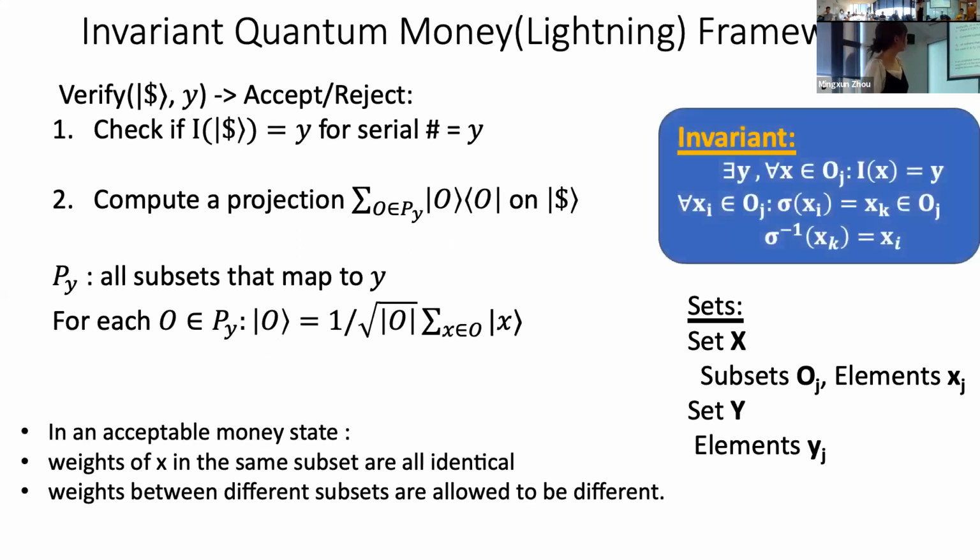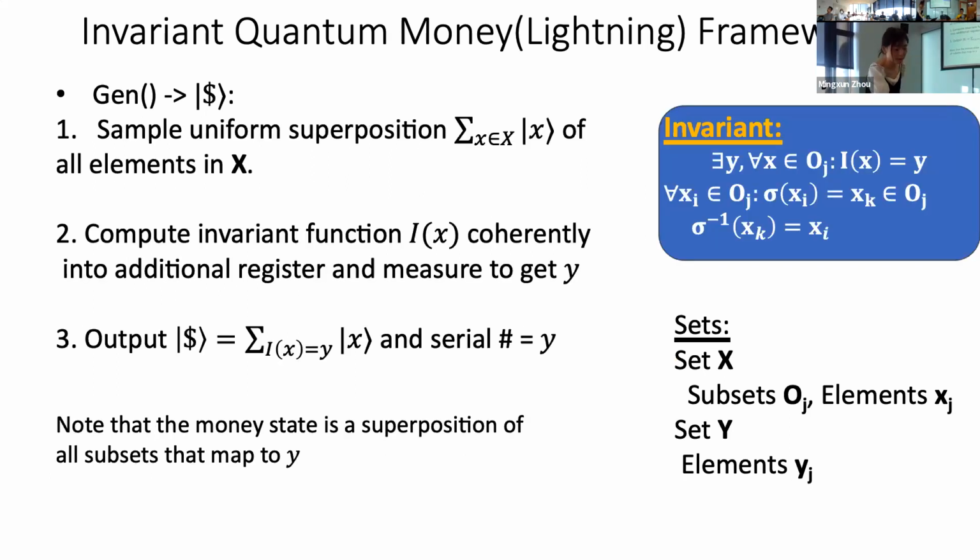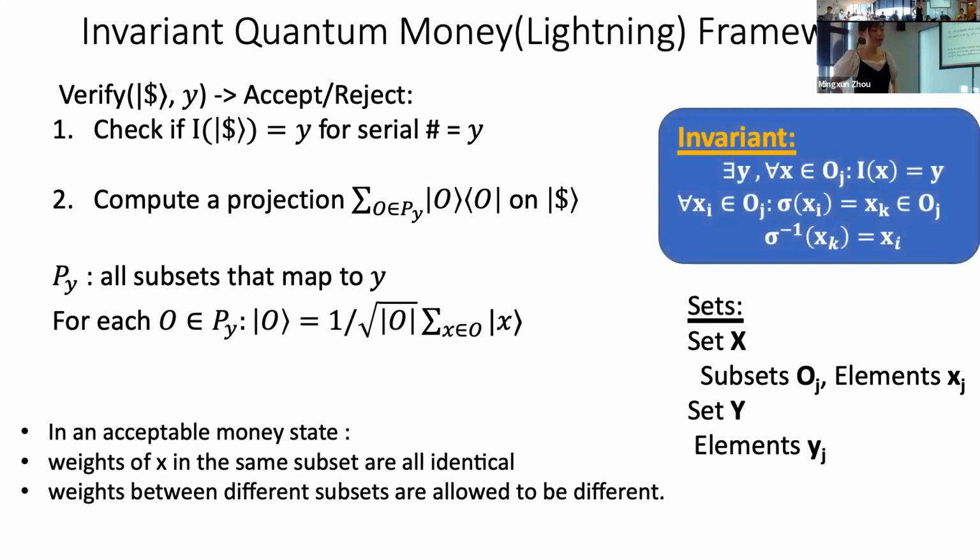And what's the verification? Just a note: this y value will be used as the unique serial number for your money state that would come in with your verification. The verification takes in the money state and the serial number y. First it computes coherently on this pre-image register and checks whether it's y. If it doesn't, it just rejects. And then you compute a projection that projects onto a uniform superposition for an orbit. And this orbit must map to y. And I will explain why this is efficiently doable. That has to assume some properties of the sigmas.